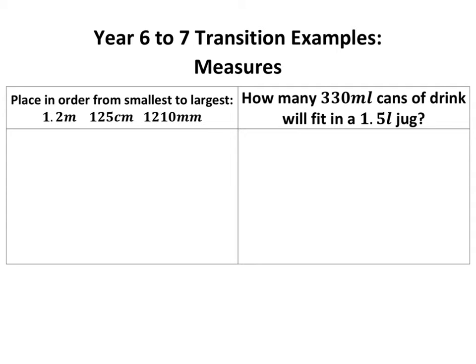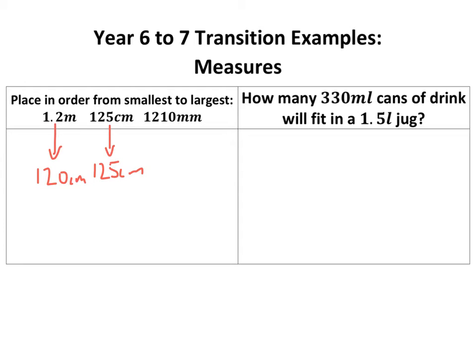So I suggest we put everything into centimetres here. That's already 125 centimetres. We've got to get everything in the same unit before we can compare it. Now we should know that there's 100 centimetres in a metre. The prefix centi means a 100th of a metre. So this is going to be 120 centimetres, and we already know that 125 centimetres is longer than 120 centimetres.